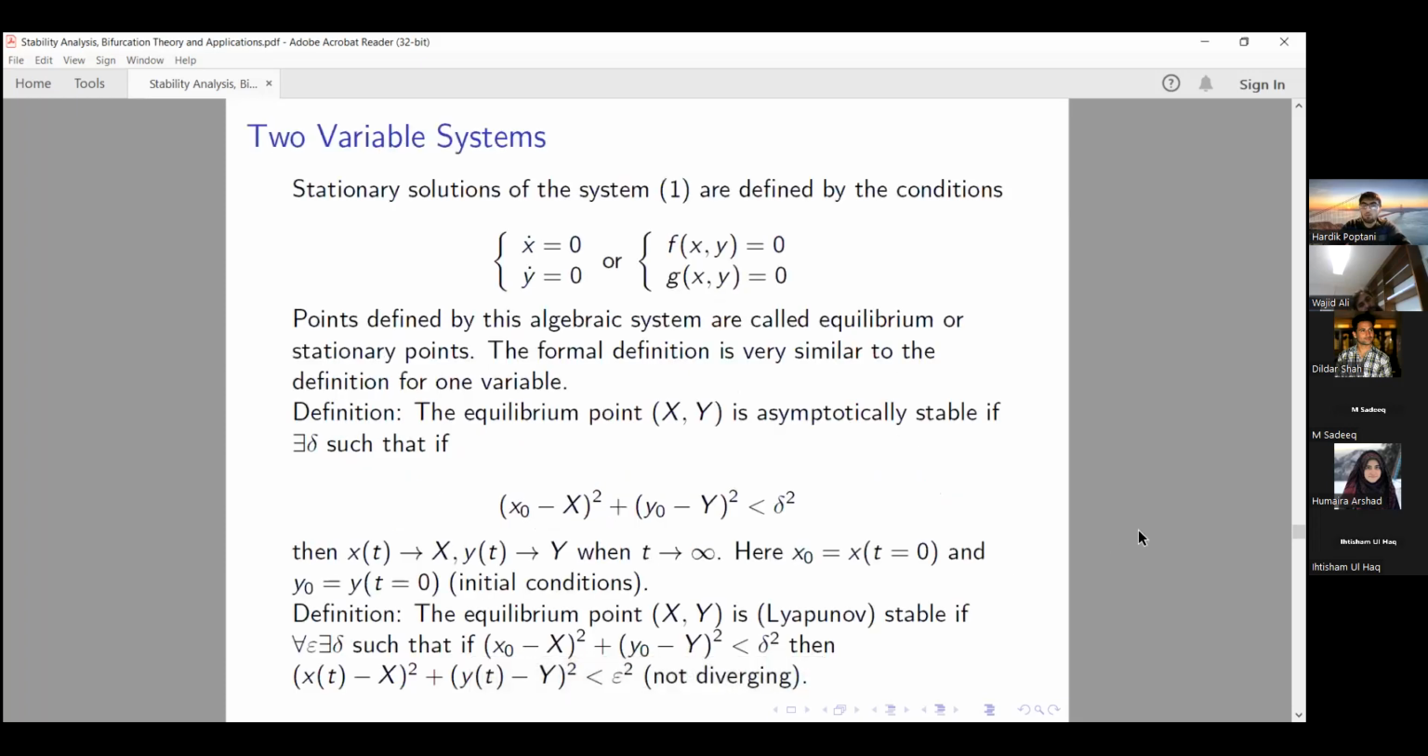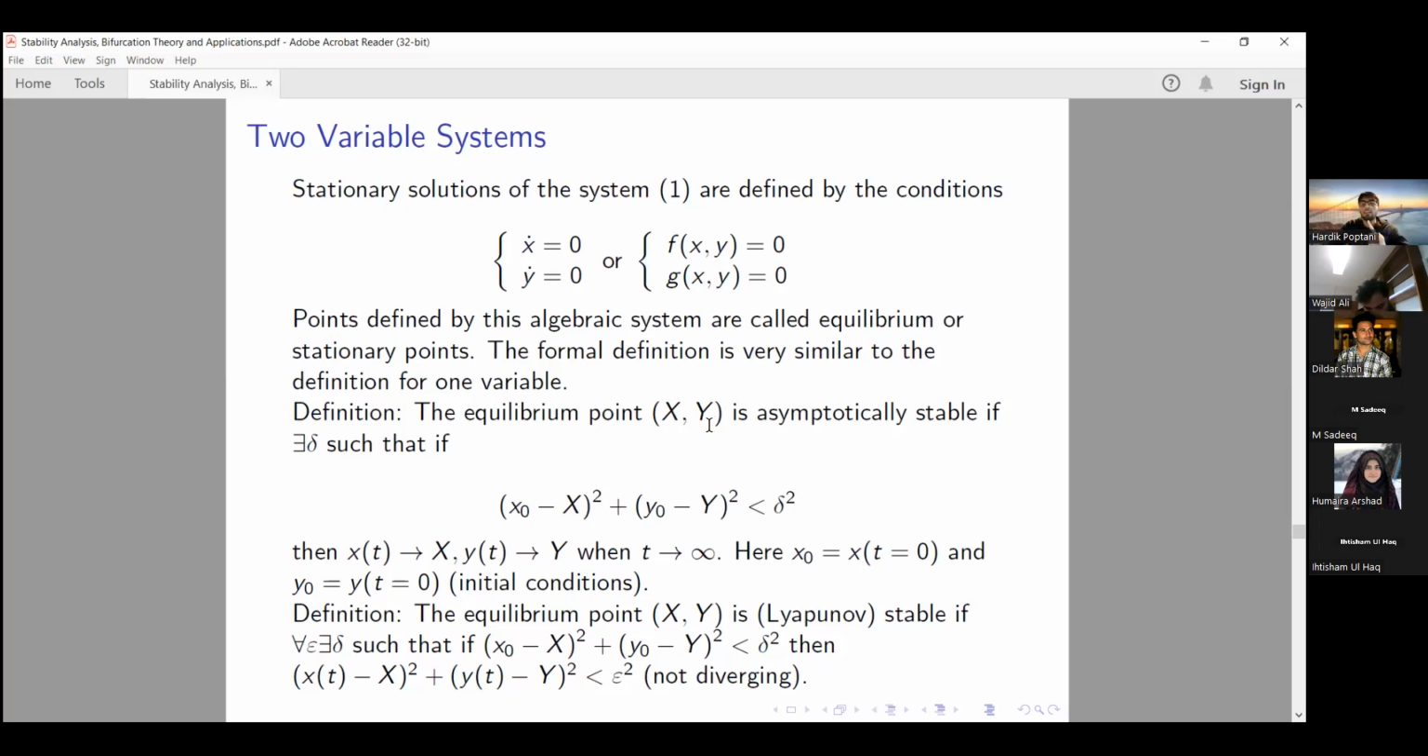Now we move on to two-variable systems, where stationary solutions are defined by the conditions x dot equals 0 and y dot equals 0, or just f of x and y and g of x and y are equal to 0. When they're equal to 0 at, let's say, x star, y star, they're called equilibrium or stationary points. The formal definition is very similar to that for one variable. Instead of x star, y star, we just use capital X and capital Y.